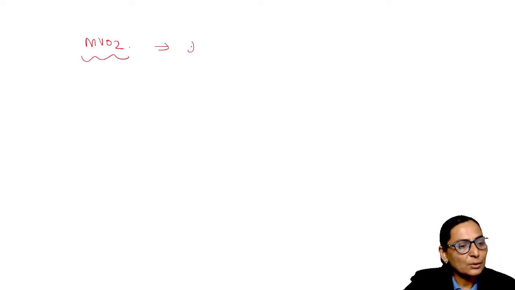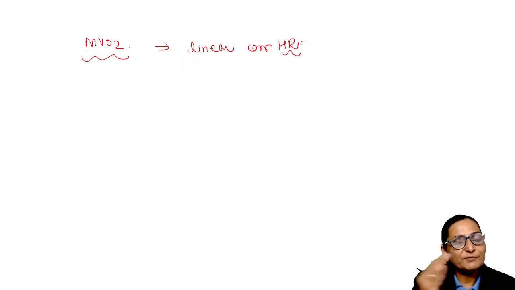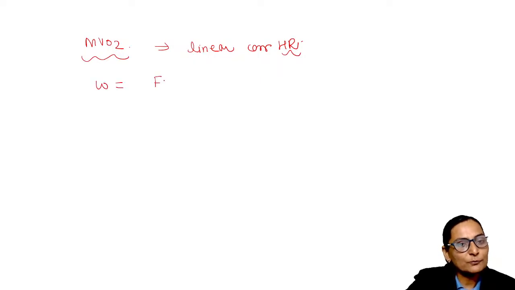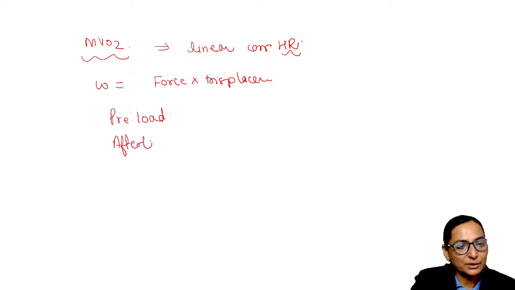Now this is a basic question that is actually asked on the myocardial oxygen consumption. The myocardial oxygen consumption has got a linear correlation with heart rate. So if you increase the heart rate, the myocardial oxygen consumption is going to be increased. Now what is work? Work is equal to force into displacement, right? The human heart is subjected to two important things. One is preload and the other is afterload. What is preload? It is nothing but your venous return or your end diastolic volume.